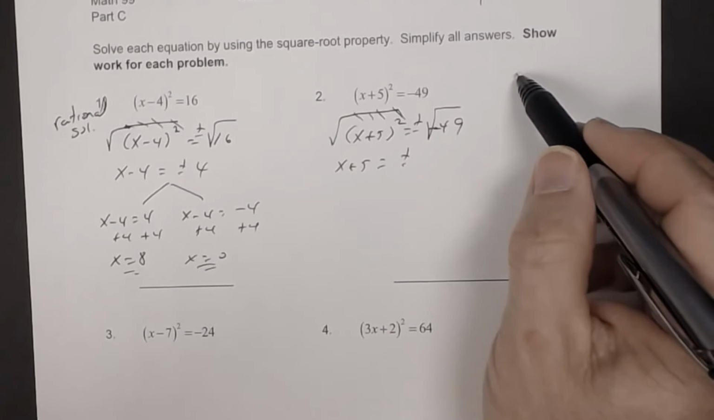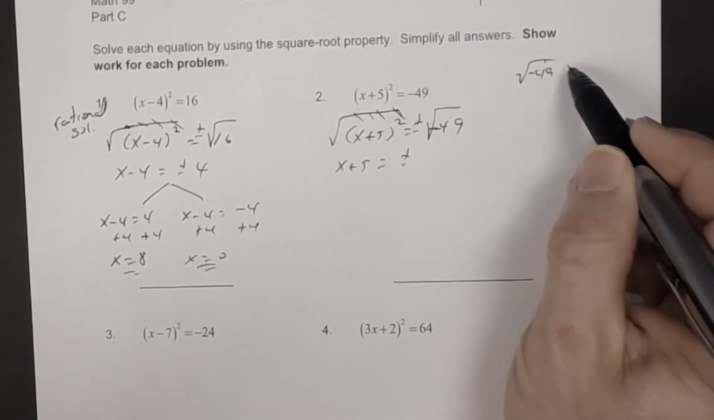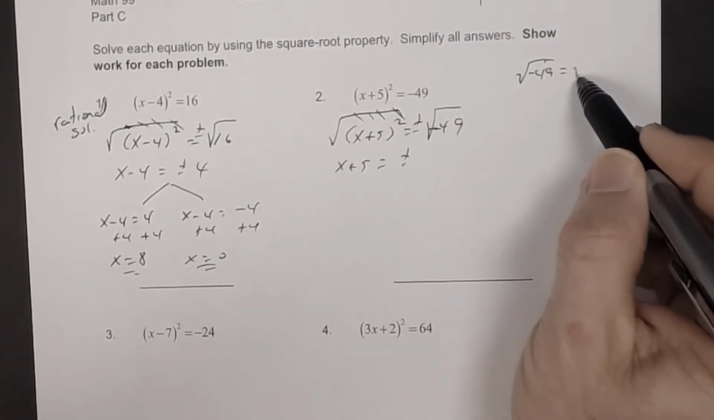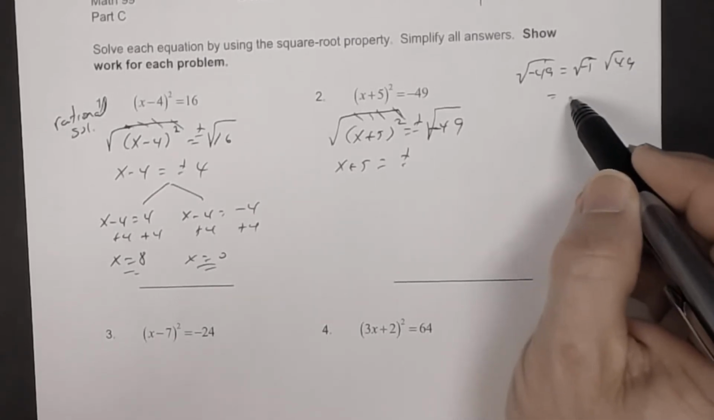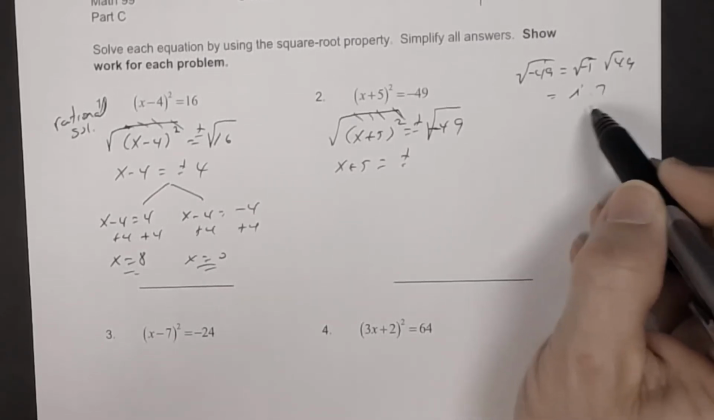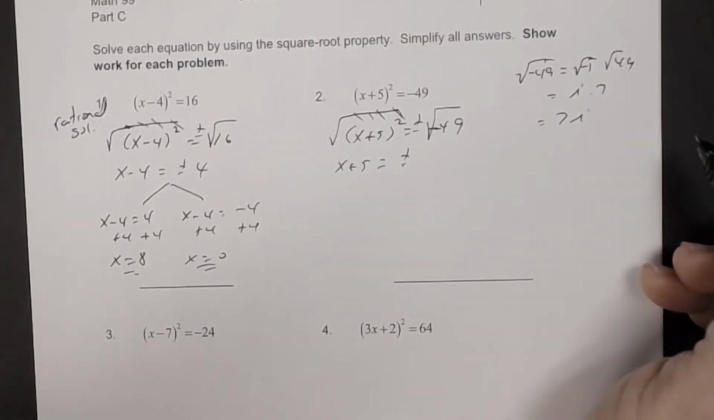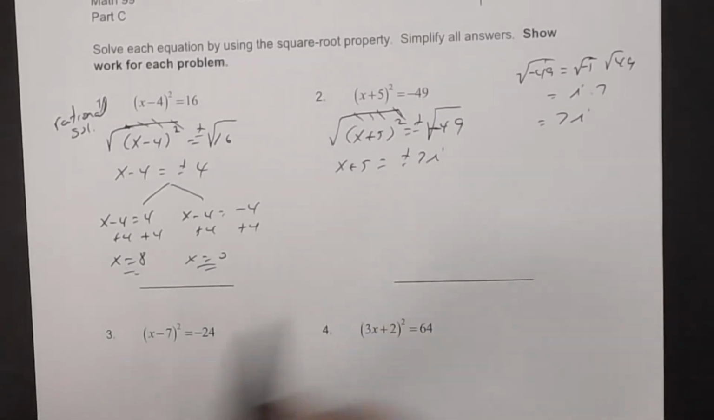Now, remember, this is the square root of a negative 49. So the square root of negative 49 means the square root of negative 1 times the square root of 49. The square root of negative 1 is i, and the square root of 49 is 7, so this is plus or minus 7i.